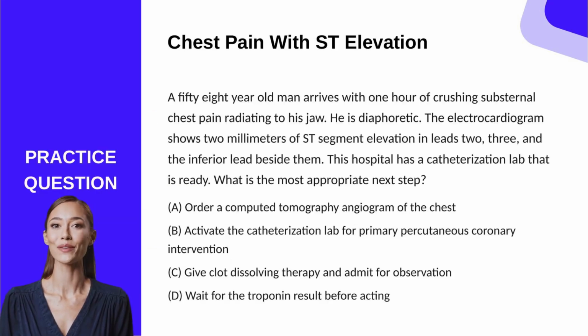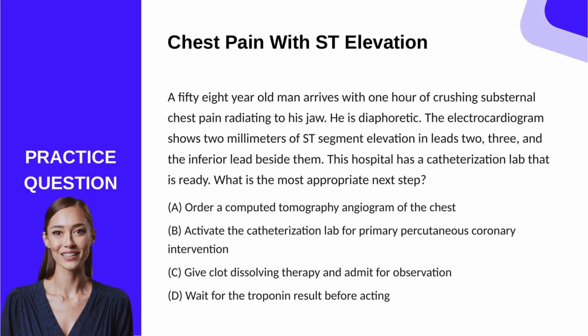A 58-year-old man arrives with 1 hour of crushing substernal chest pain radiating to his jaw. He is diaphoretic. The electrocardiogram shows 2 millimeters of ST segment elevation in the inferior leads. This hospital has a catheterization lab that is ready. What is the most appropriate next step?